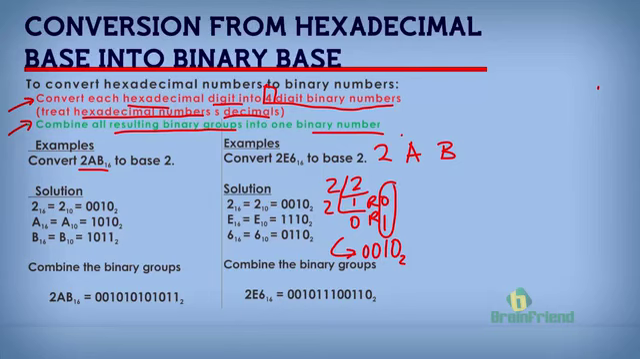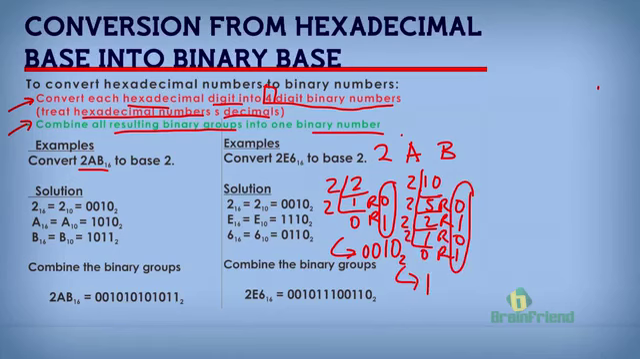Next, we treat A. A, of course, in hexadecimal notation is 10. Okay, so we divide 10 repeatedly by our required base, which is base 2. 10 by 2 gives us 5, remainder 0. 2 in 5 gives us 2, remainder 1. 2 in 2 gives us 1, remainder 0. 2 in 1 gives us 0, remainder 1. So we have our 4-digit binary number, which is 1010 base 2.